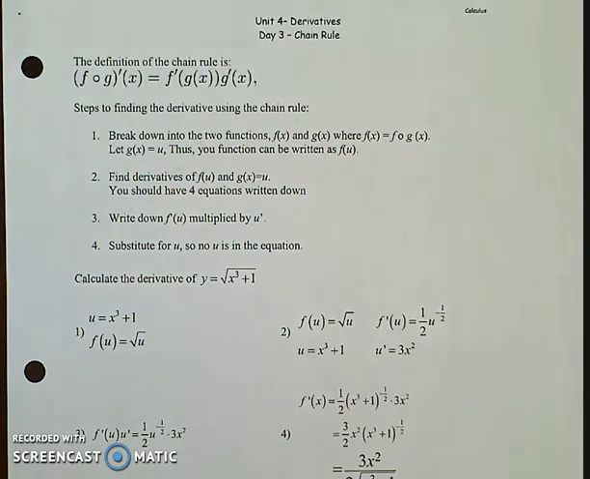Chain rule. With the chain rule, we need to look at functions being compositions. Remember that compositions are something that you have two different functions and kind of one's inside of the other, if you want to think of it that way. And so we need to break it down. That's step 1. Find the derivatives of both of those functions. And then you're basically going to multiply and substitute back in.